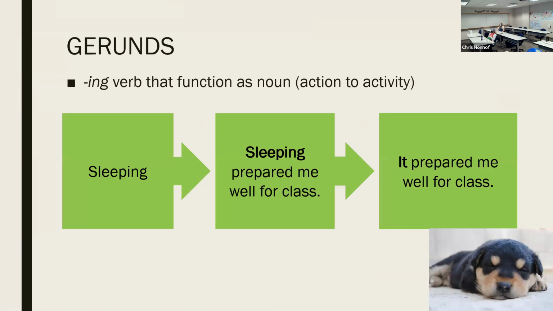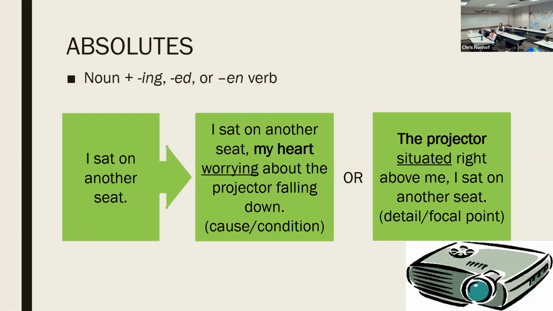And how do you know? How do you differentiate a noun activity? You can swap sleeping with the pronoun it. So, it prepared me well for class. So it means it is a gerund. Everybody good so far? Yep. Okay, cool. And then absolutes. So absolutes are nouns with verbs that end in ing, ed, or en.